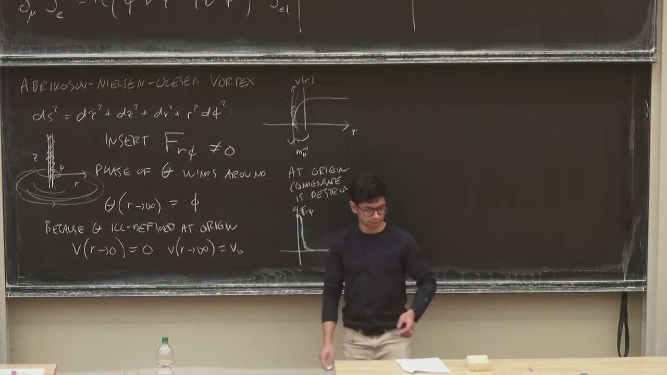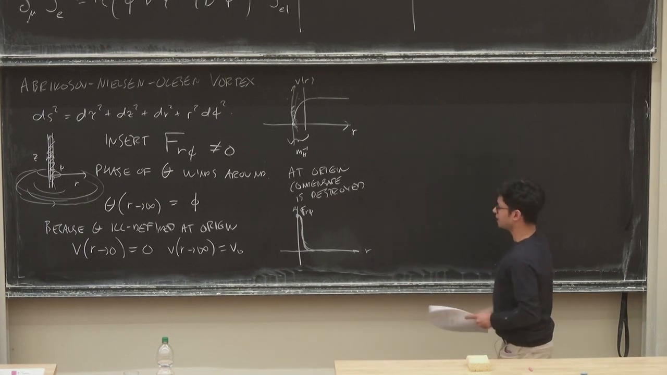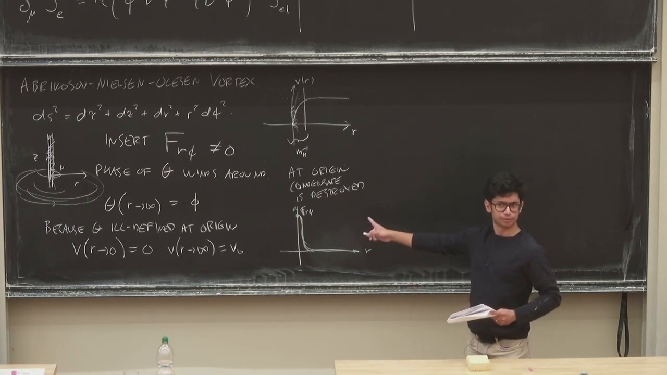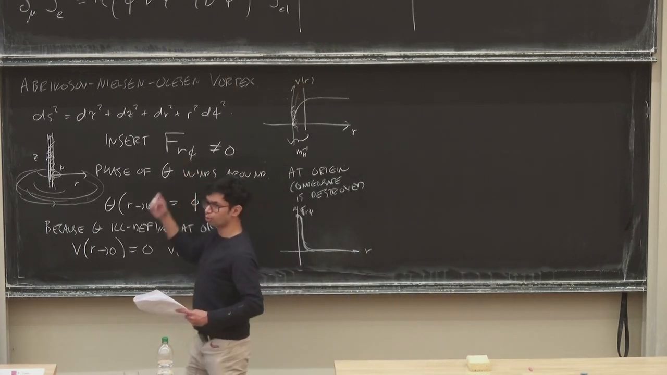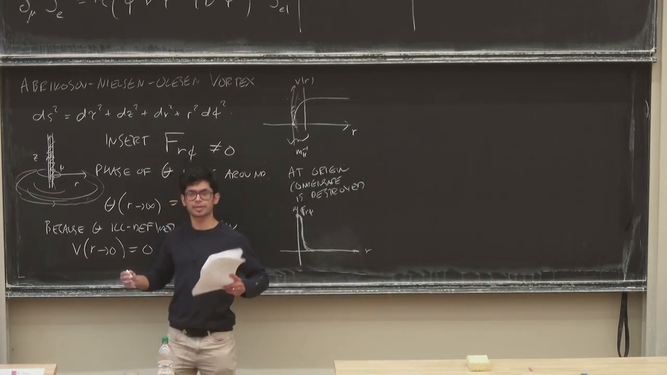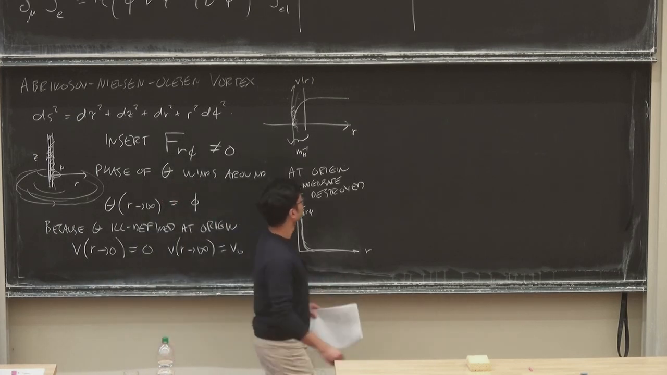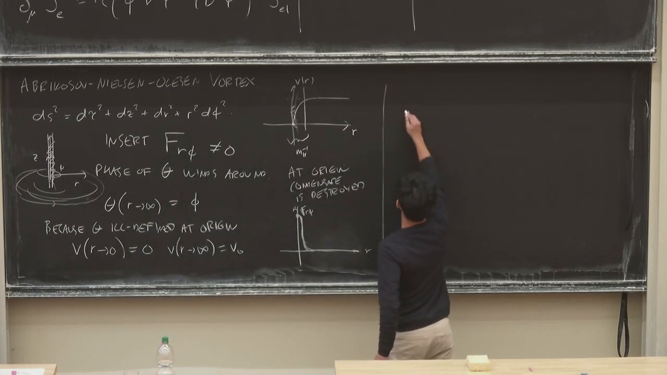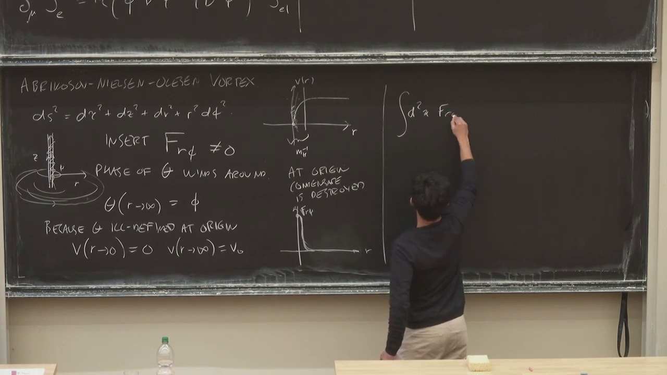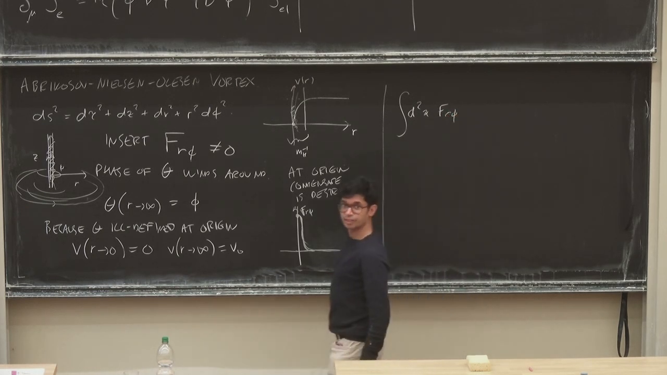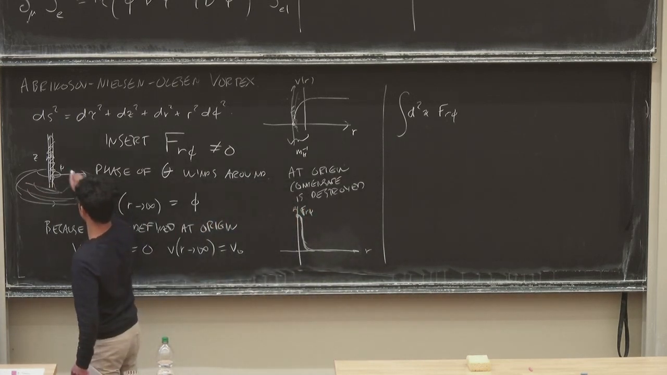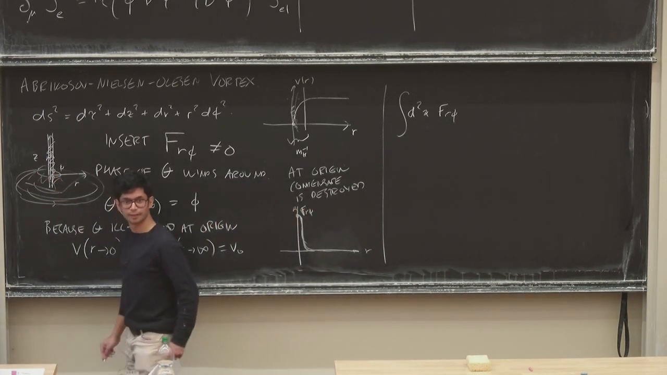Okay? Any questions about this configuration before I proceed? Does this make sense? Okay. Now, what I now want to do is compute the total amount of magnetic flux. Okay. How much magnetic flux have I been able to put in here? So what that is, of course, is an integral of d²x f_rφ, where this d²x integral takes place over this plane.